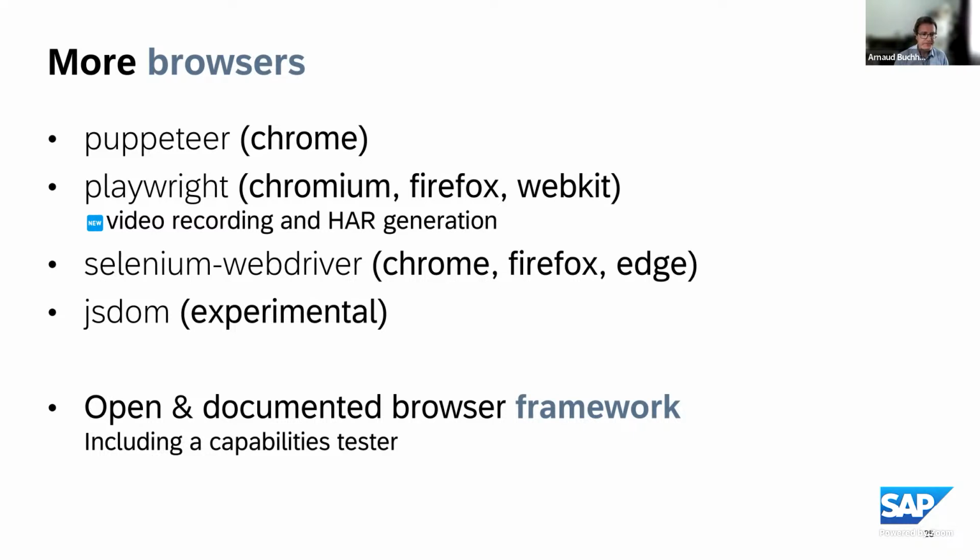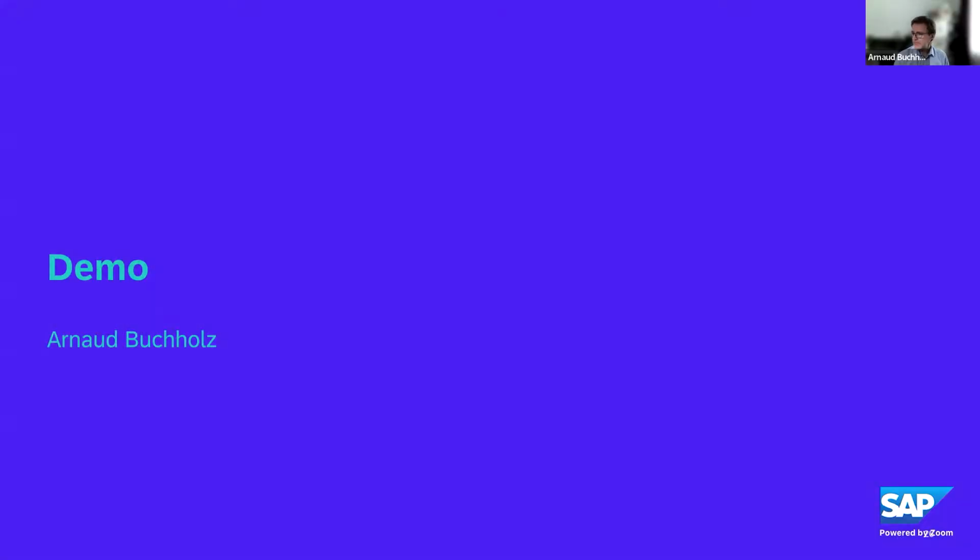And this framework comes with what I call a capabilities tester. So if you ever want to develop your own command line to integrate a browser which is not supported yet, you would have a way to test your command line to validate that the behavior of the browser you implemented is actually respecting what is expected by ui5-test-runner. So let me show you what it means.